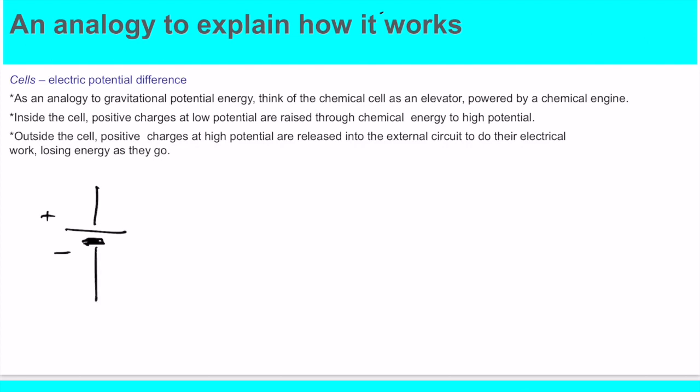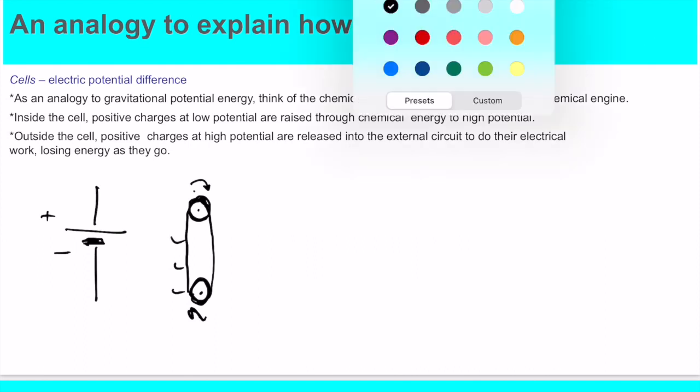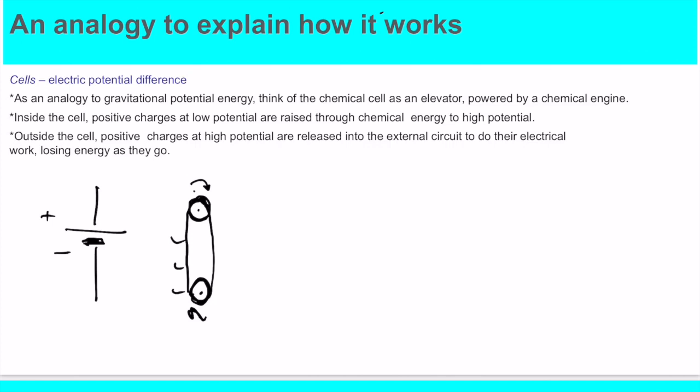So a battery could be thought of as an elevator. I'm going to draw an elevator of charges. So these two wheels are rotating. Of course, to rotate, these wheels need to have some kind of energy, and that energy is coming from the chemical energy. Chemical energy in the case of the lemon in the electrolyte. And for some reason, this chemical energy is transformed into electric potential energy.